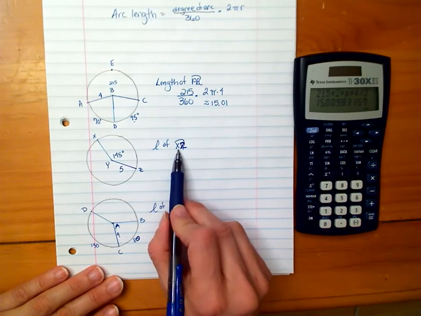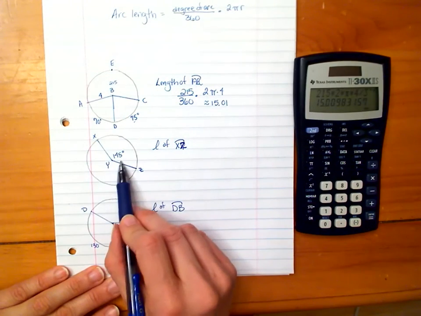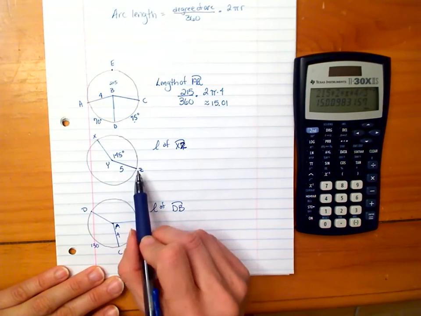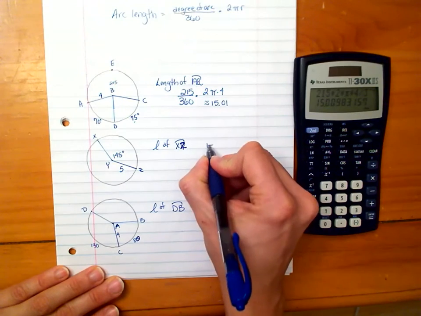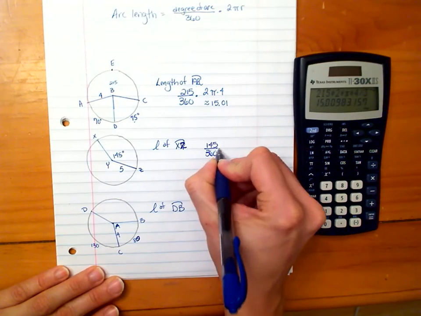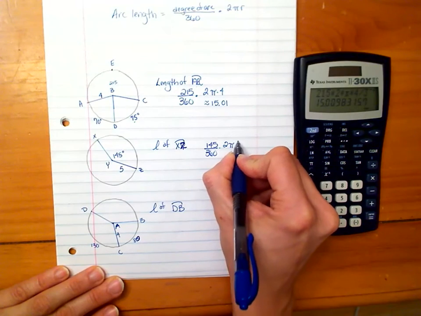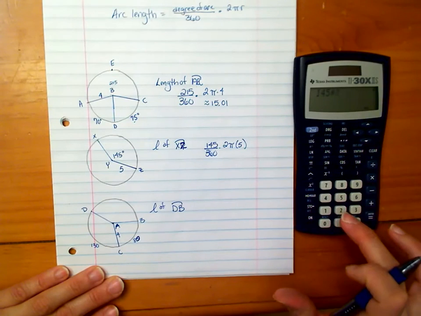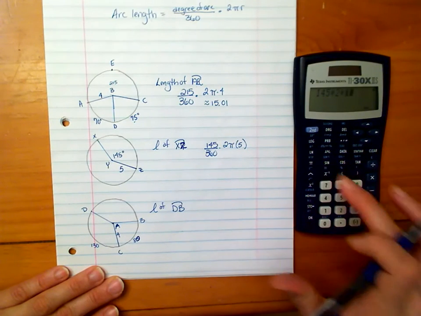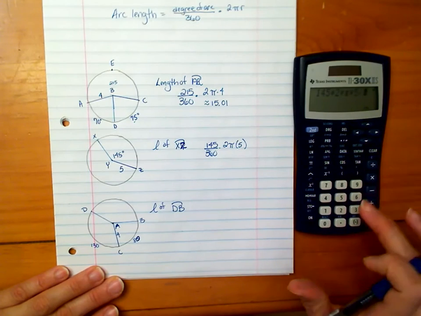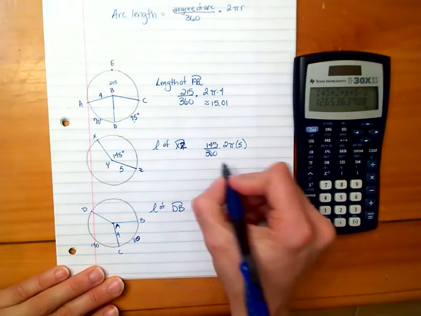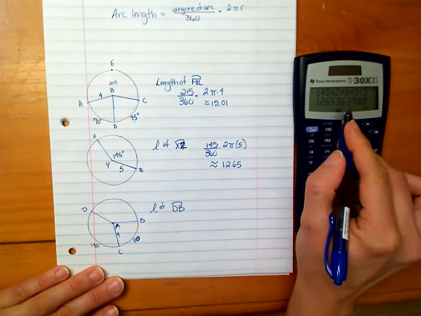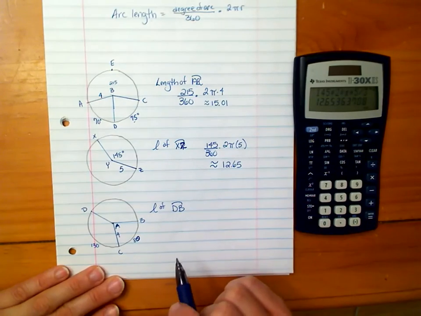Moving on to the next one, we're trying to find arc XZ. So we already have our central angle, and our central angle is equal to the intercepted arc. So we're going to have 145 over 360 times 2 pi r. In this case, r is 5. So once again, we put that all in our calculator. 145 times 2 times pi times 5 divided by 360. And we get approximately 12.65 because the 3 tells us to leave the 5 right where it was.